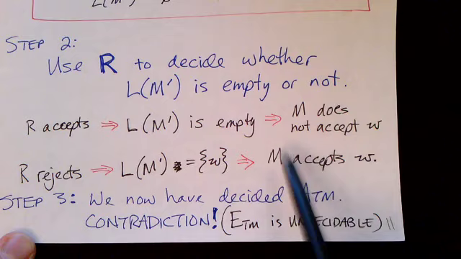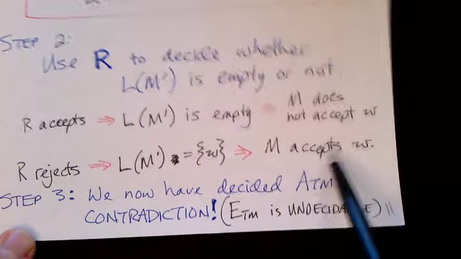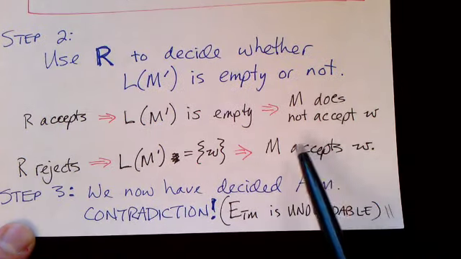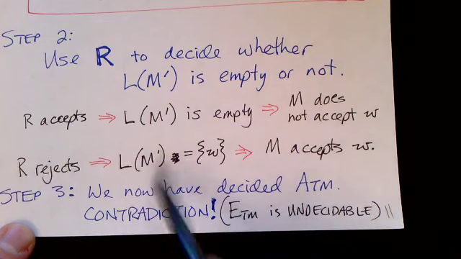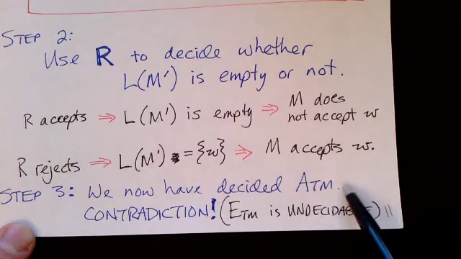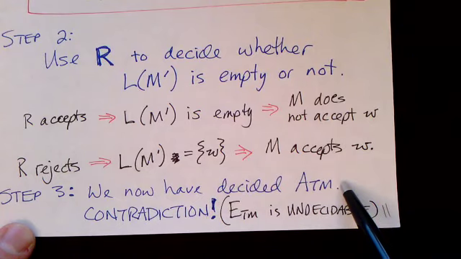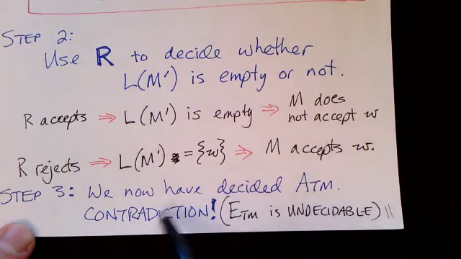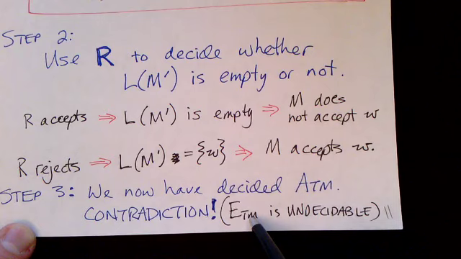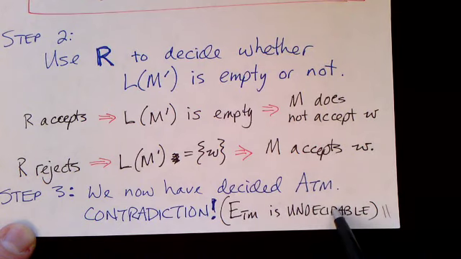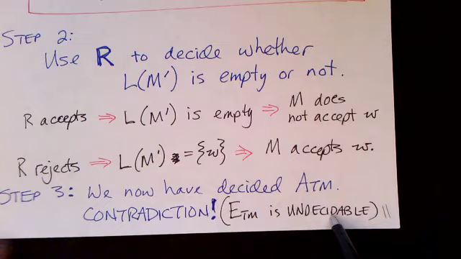So we can decide the acceptance problem for Turing machines. Okay? If we have R, so we have built a decider for the acceptance problem for Turing machines. But of course we know that that can't exist, so this is a contradiction. So our conclusion is that testing for emptiness of a Turing machine is itself undecidable. And that concludes the proof.